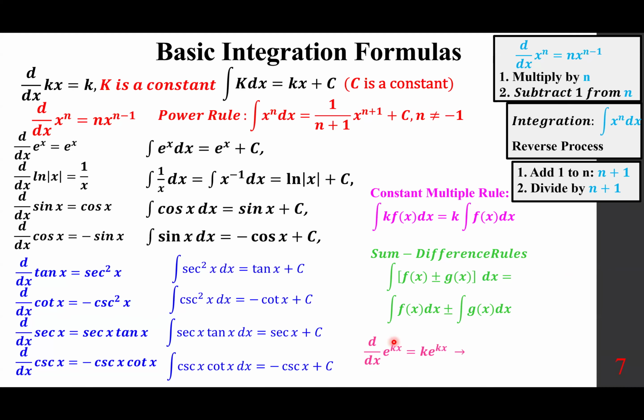If the derivative of e to the power of kx is itself times k, the integral of that must be itself divided by k. So the integral of e to the power of kx dx is 1 over k e to the power of kx plus a constant. And again, the proof is very simple. Just differentiate the right side. You get e to the power of kx.